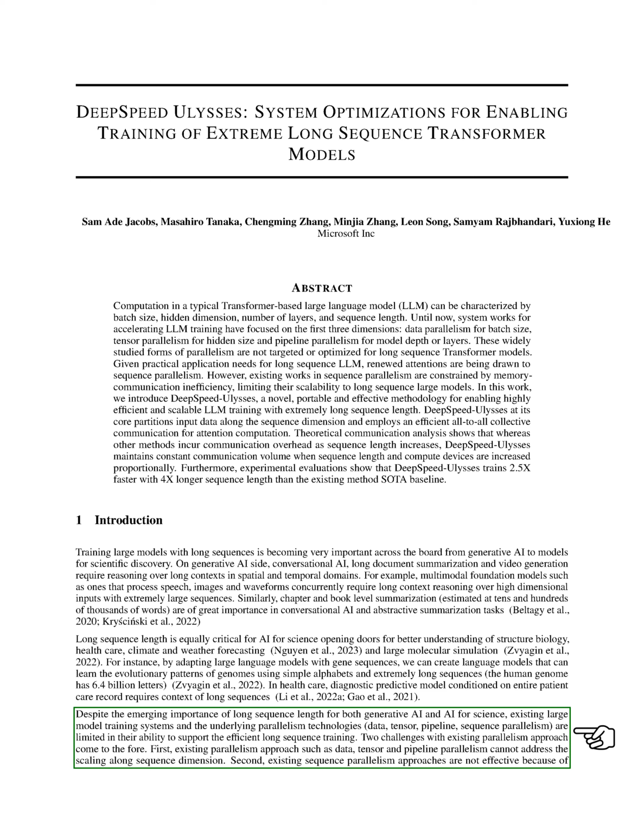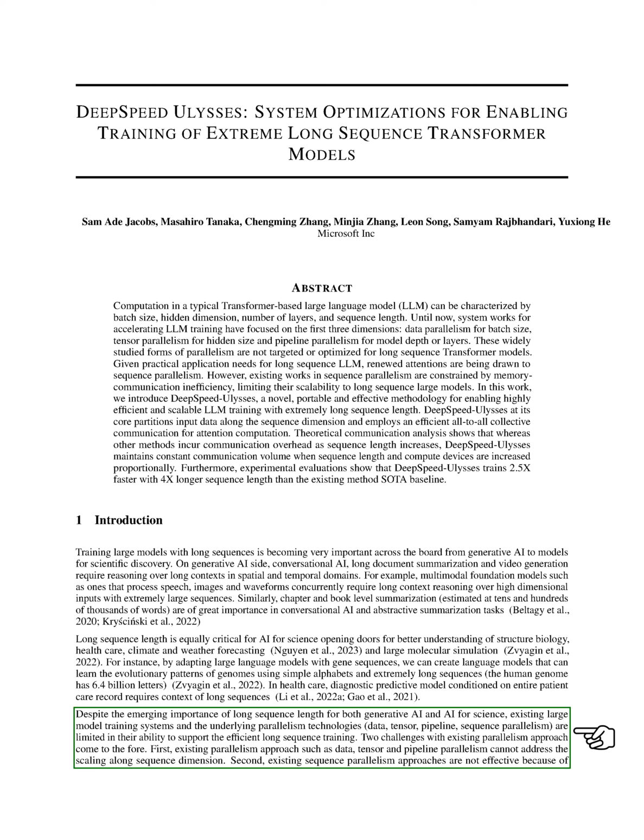Despite the growing importance of long sequence length for both generative AI and AI for science, current large model training systems and the parallelism technologies they use, data, tensor, pipeline, sequence parallelism, struggle to efficiently support long sequence training. Two main challenges arise with the current parallelism approach. First, it can't scale along the sequence dimension. Second, existing sequence parallelism approaches are inefficient due to memory communication inefficiencies. Moreover, current approaches are difficult to use, requiring complex and error-prone code refactoring.